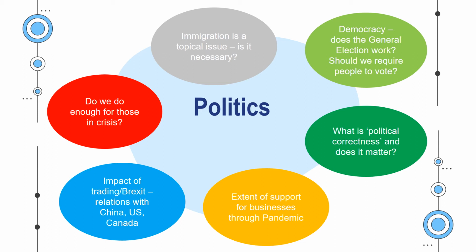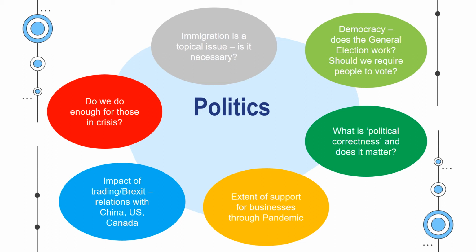Obviously, our political system is largely based around democracy, general election. Should we require people to vote? Should it stay the same? What is political correctness? Does it matter? Did the government do enough to support businesses through the pandemic? Could they have done more? Did they do too much? The impact of trading and, of course, Brexit.